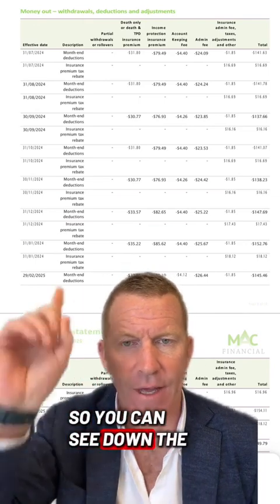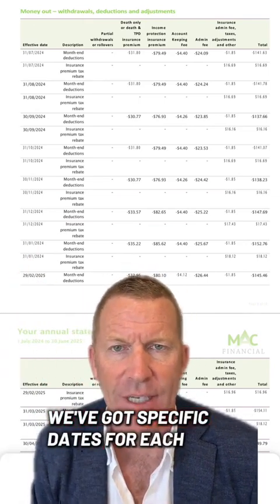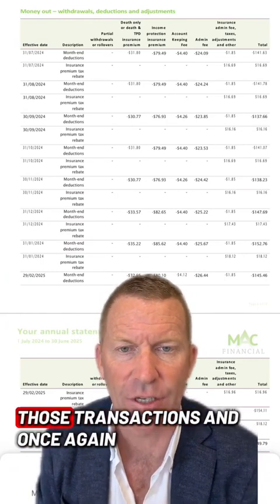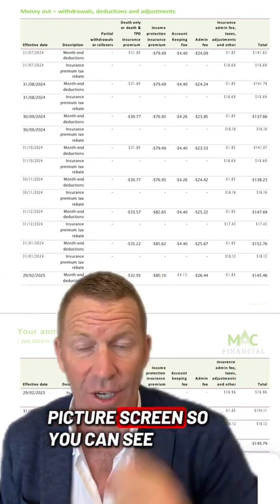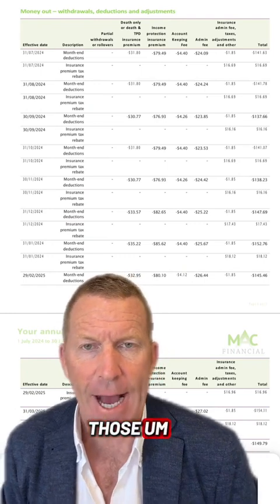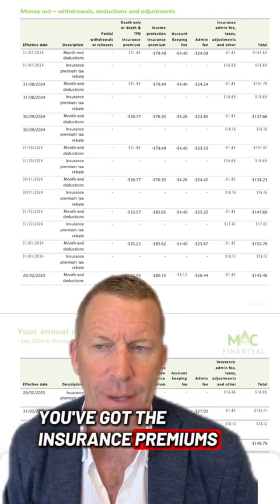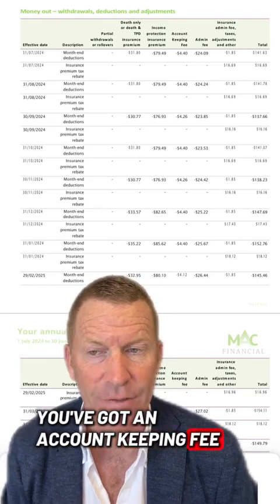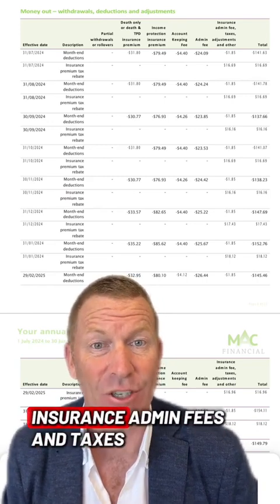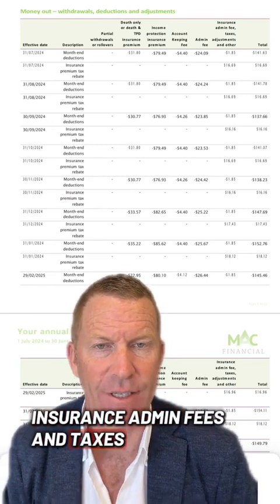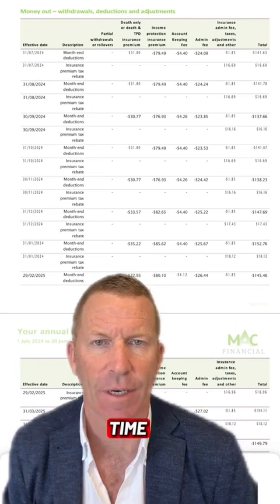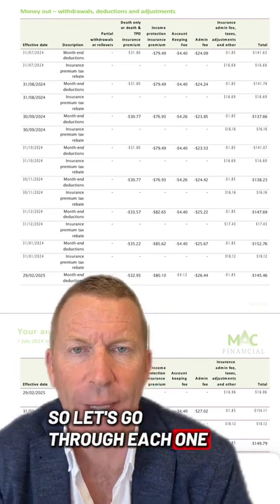So we can see down the side there, we've got specific dates for each transaction, a description of each of those transactions, and once again, pinch your screen so you can see those. You've got the insurance premiums, you've got the income insurance premiums, you've got an account keeping fee, admin fee, insurance admin fees and taxes, and then it gives you a total of that particular period of time. So let's go through each one.